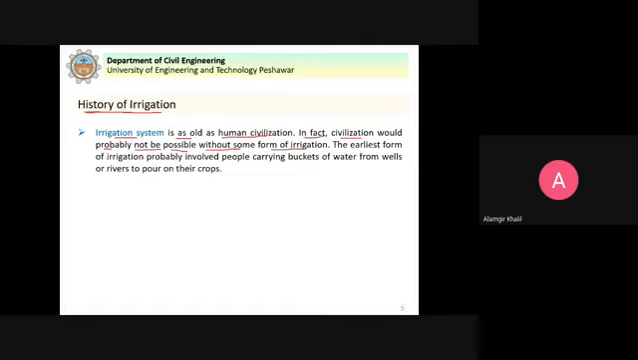Because in irrigation, we artificially supply water to the crops for their growth, and these crops provide food which is necessary for human survival. So that is why civilization would probably not be possible without some form of irrigation. The earliest form of irrigation probably involved people carrying buckets of water from wells or rivers to pour on their crops. So in the beginning, probably people used buckets to take water from the well or river and pour on their crops.